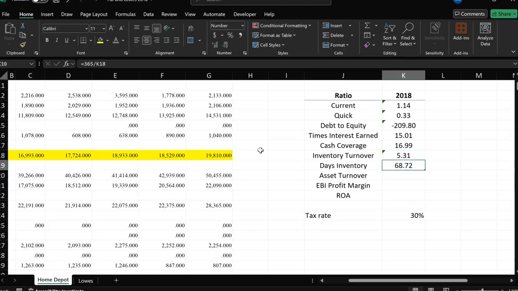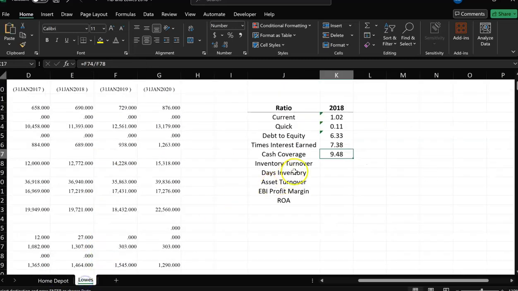Right? And this says 68.72, and that just says on average, an item in Home Depot takes almost 69 days between when it's purchased and put in inventory until it's sold as a cost of goods sold. So you can think of it as sits on the shelf for about 69 days on average. And so we can do the same calculation for Lowe's.